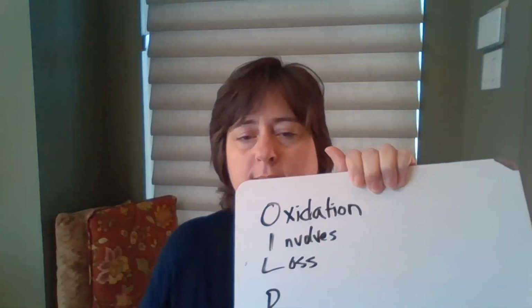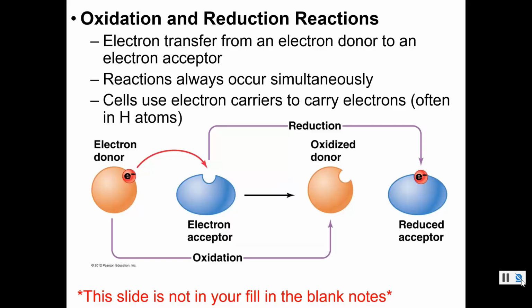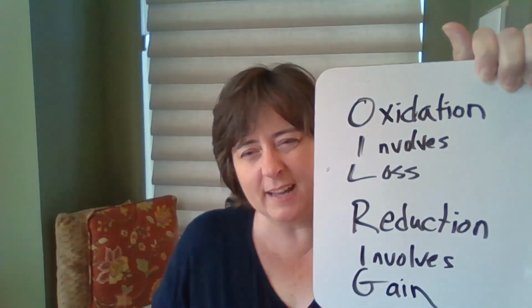When you have something that gets oxidized, oxidation involves loss. Oxidation involves loss. That's the OIL part of it. And if I go back to the PowerPoint, we see the oxidation portion of this lost an electron. RIG, what does RIG stand for? Reduction involves gain. So that's your little mnemonic to help you remember that.